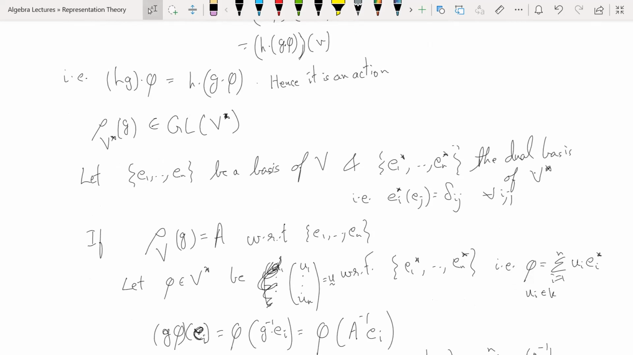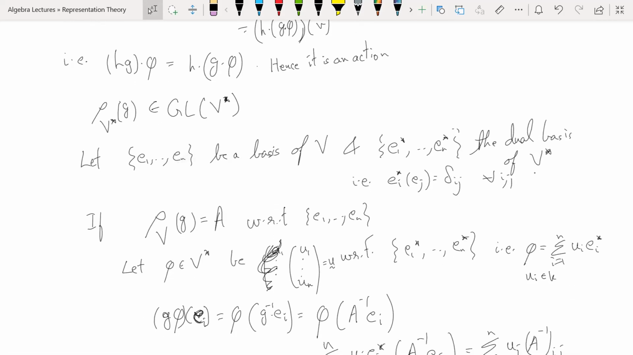So actually, I only need to know about E1 star to En star, but let's do things slightly more generally, and then you will know. So what is G phi? I want to know what G phi is. If I know what G phi is on the Ei's, then I know what G phi is on the whole of V, because G phi is a linear map on V. So if I know what happens to the basis, then we are good.